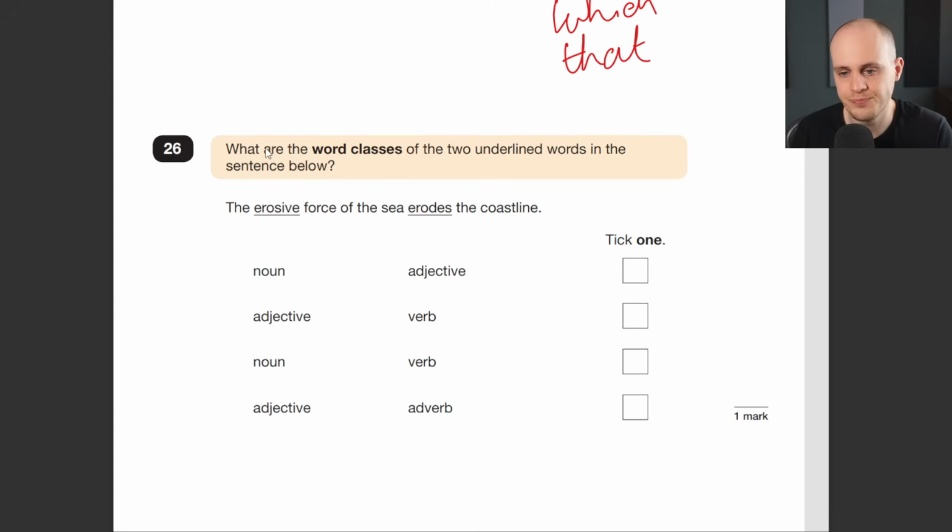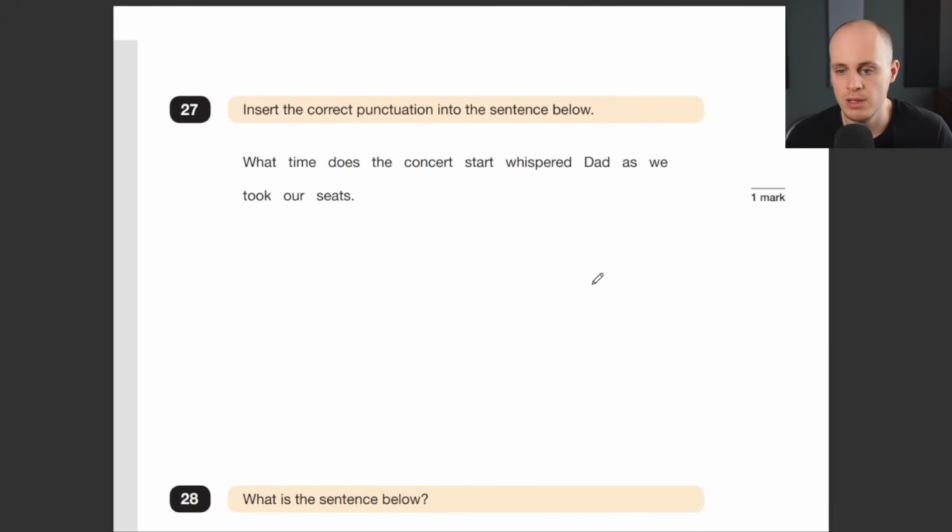It's crazy. Number 26. What are the word classes of the two underlined words in the sentence below? "The erosive force of the sea erodes the coastline." So it's the same word family, but used differently. Well, erosive is describing force, isn't it? The erosive force. That's an adjective. So it's one of these two. And erodes the coastline. This is an action word. It's showing us what it's doing. So it's a verb, which means that is my answer. Simple as that.